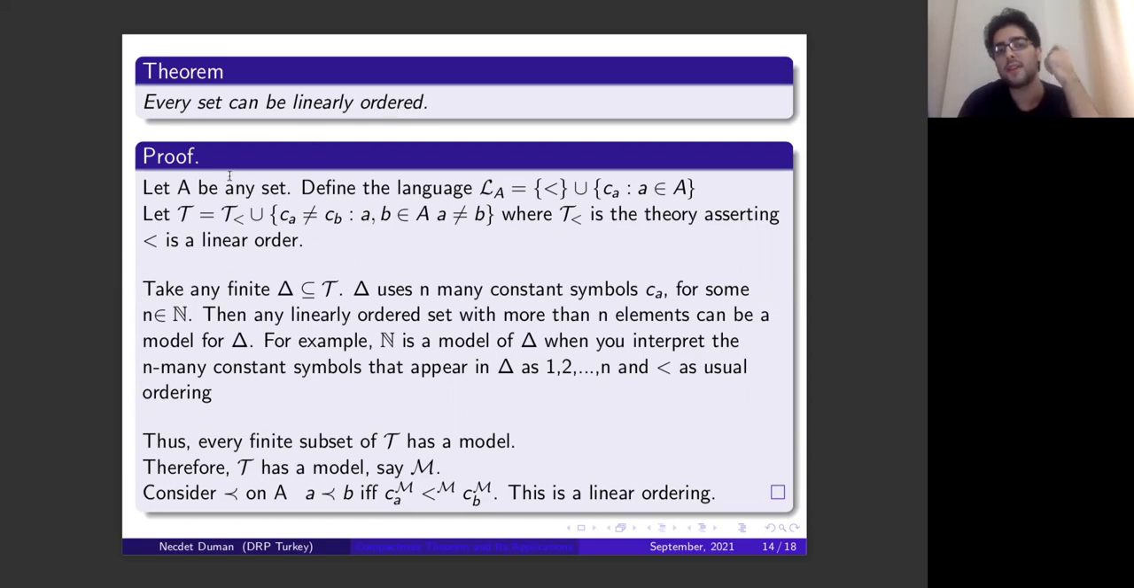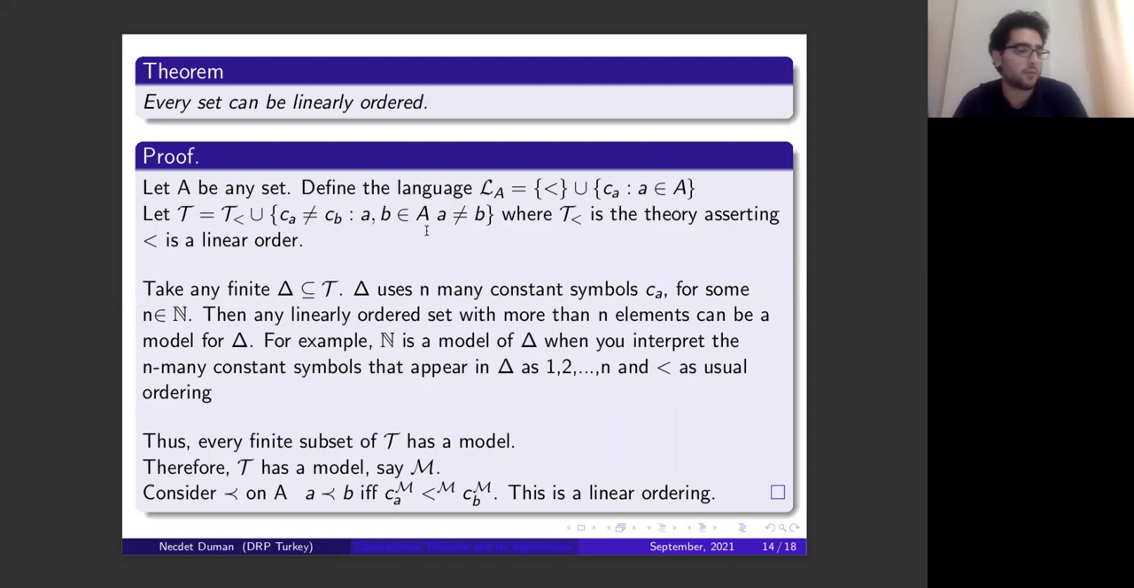To do that, first we take any set, let A be any set. Then we define a language which has a binary relation symbol and a constant symbol for every element in the arbitrary set we pick, so c_a for a in A. Then we will consider the theory which will assert that this binary relation symbol is a linear order, and that the constant symbols are not equal to each other, c_a not equal to c_b, if a is not equal to b. So now we have a theory.